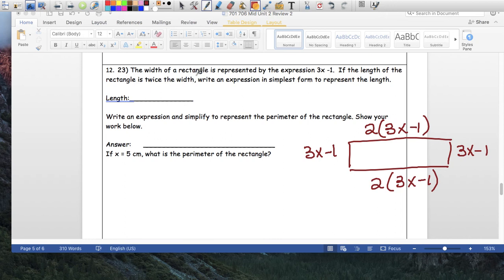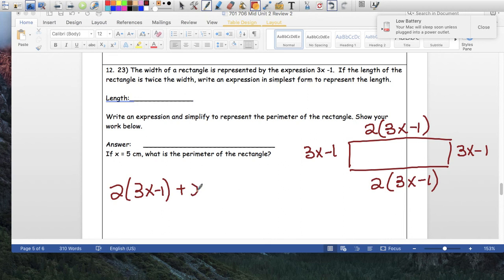And write an expression in simplest form to represent it. So now I gotta add this, right? Because I want the perimeter, so I want to add all this. And so let me write 2 parentheses. The length of the rectangle is what? Twice the width. Okay. 2 times 3x minus 1 plus 2 times 3x minus 1. And I'll just write it like that. Plus 3x minus 1 plus 3x minus 1. And then I'll show you what I should have done.